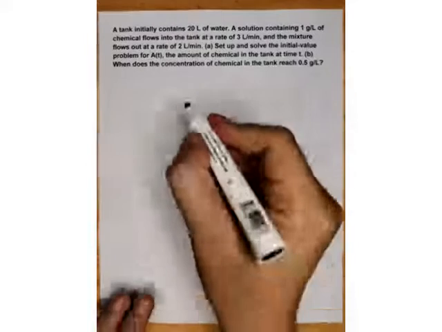Okay. So a tank initially contains 20 liters of water. A solution containing 1 gram per liter of chemical flows into the tank at a rate of 3 liters per minute. And the mixture flows out at a rate of 2 liters per minute. So let's draw the figure, para mas madali siyang intindihan.